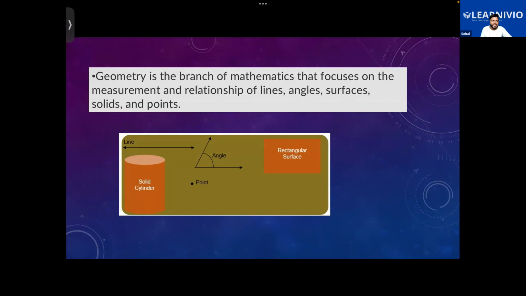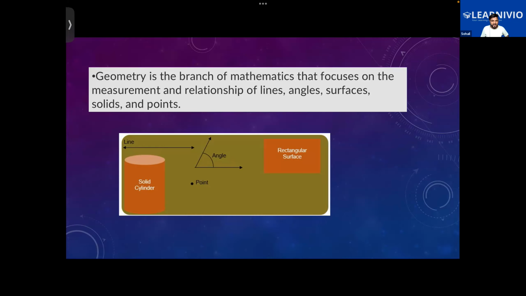So, mathematics has different branches. Geometry is one of the branches, like algebra is a branch of mathematics, trigonometry is a branch of mathematics, so is geometry. So it's the branch of mathematics that focuses on the measurement and relationship of lines, angles, surfaces, solids, and points.